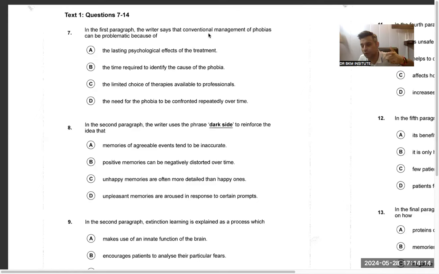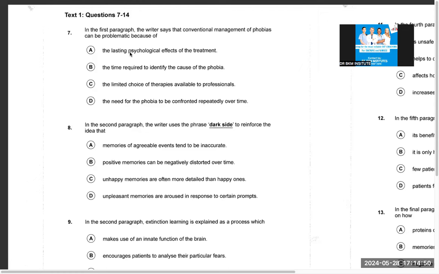Conventional means orthodox. Orthodox means traditional. These three words you must know: conventional, traditional, old methods, orthodox, outdated. This fashion is outdated means, guys, that this particular thing does not exist anymore, or maybe it is not that prevalent right now. So outdated, old, traditional, these words you must know. Please write them in your notebook by the time you are watching this recording, guys. And now let's do this question.